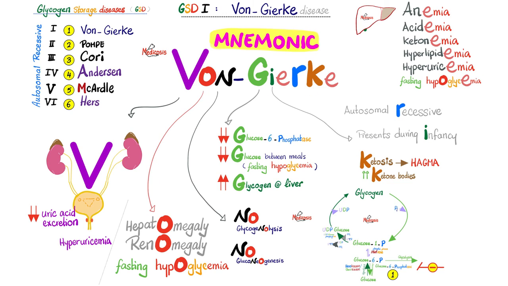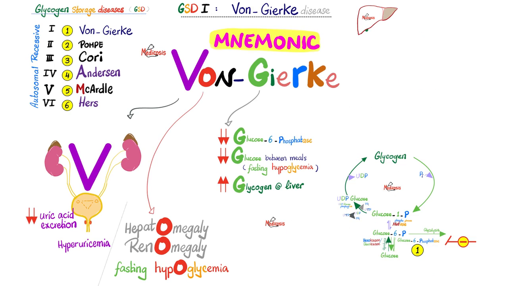This mnemonic is cool, but it's just too much. For a mnemonic to be effective, keep it brief. Here is the V, hyperuricemia. The O, hepatorenal with fasting hypoglycemia. The G, deficiency of glucose 6-phosphatase.